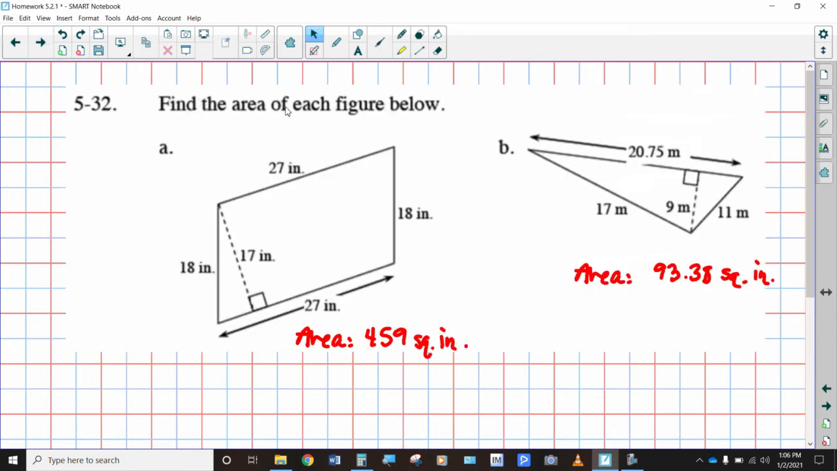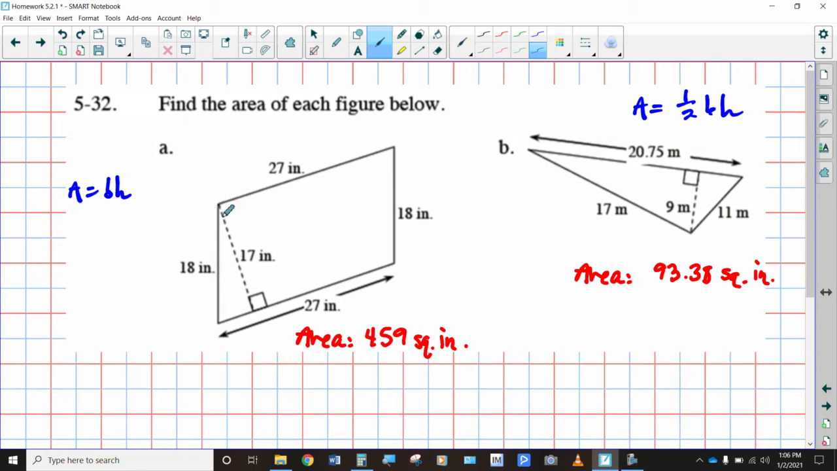All right, find the area of each figure below. This is a parallelogram, so the area is going to be defined by base times height. This is a triangle, so the area is going to be defined by taking 1/2 of the base times the height. And the base and the height are the two measures that are perpendicular to each other. So any one of these sides of this parallelogram could be the base.